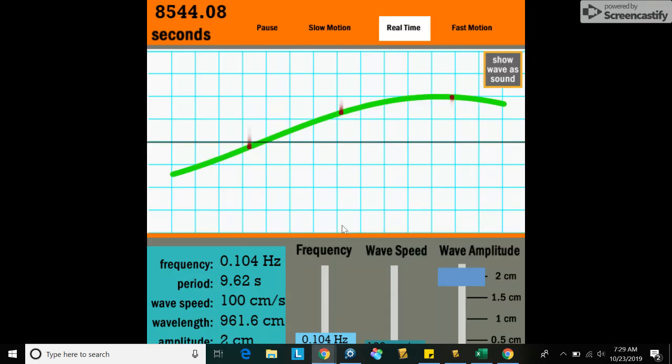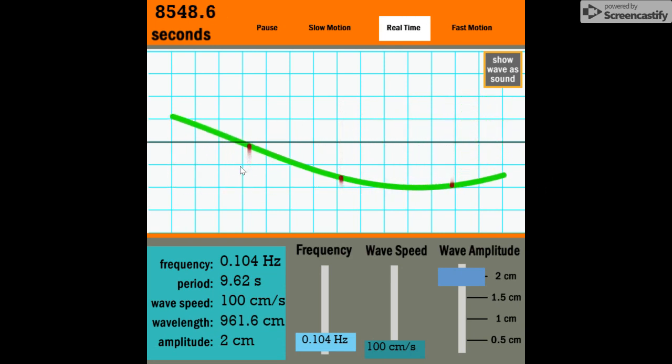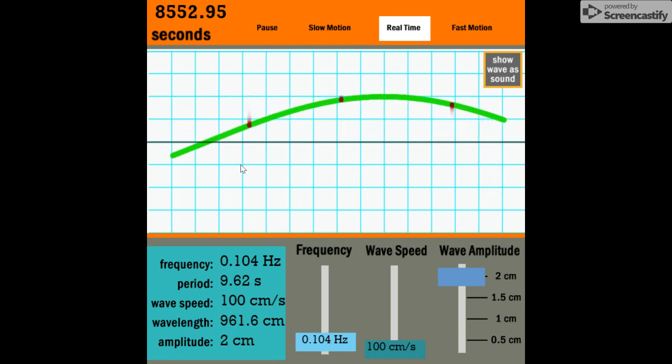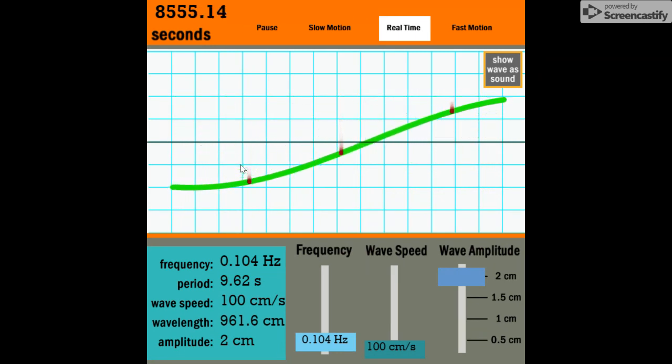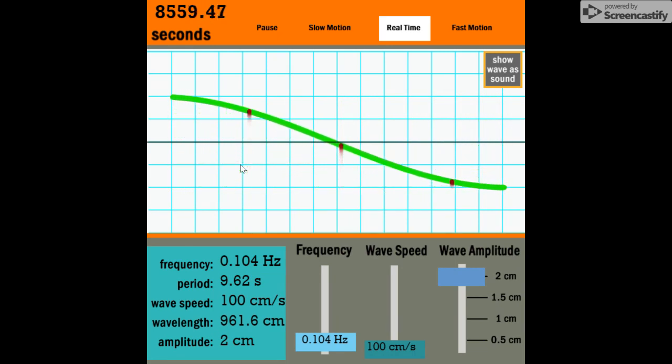So it's just talking about transverse waves, how they move. This is a transverse wave. How does the wave move? How do the particles move? The wave is the green, it's the piece of rope. The particles are the red, the little dots. That's all I'm going to say on that.